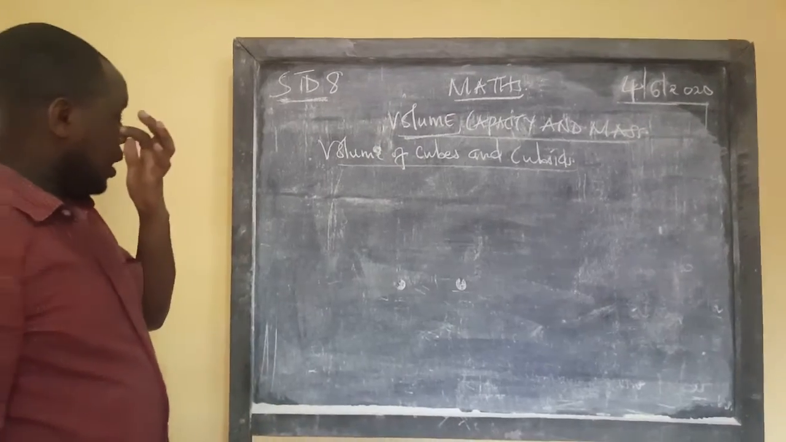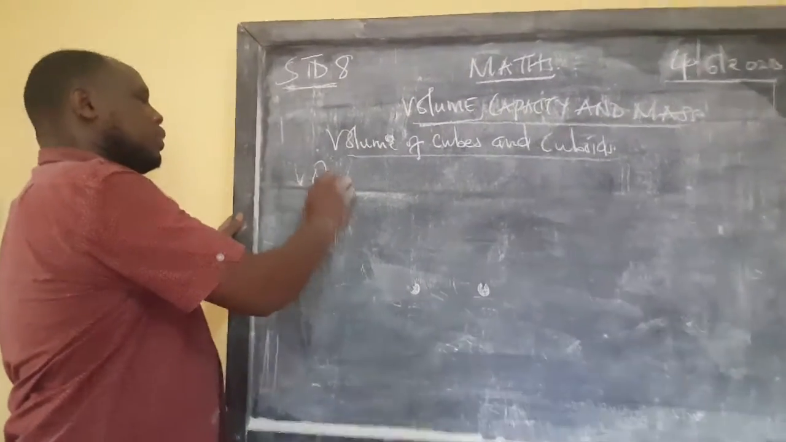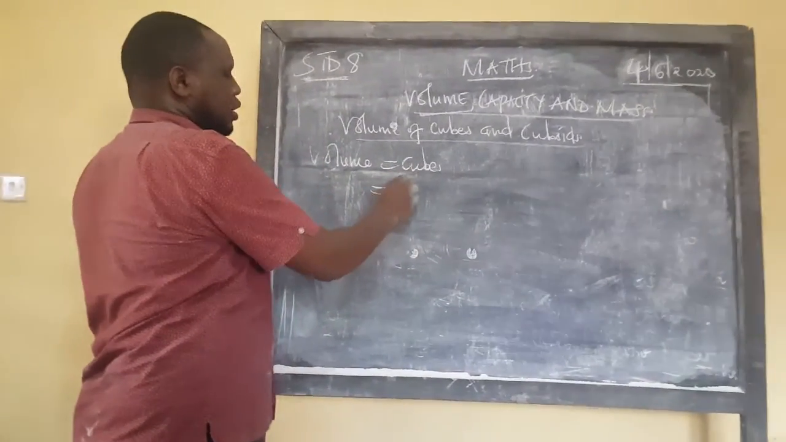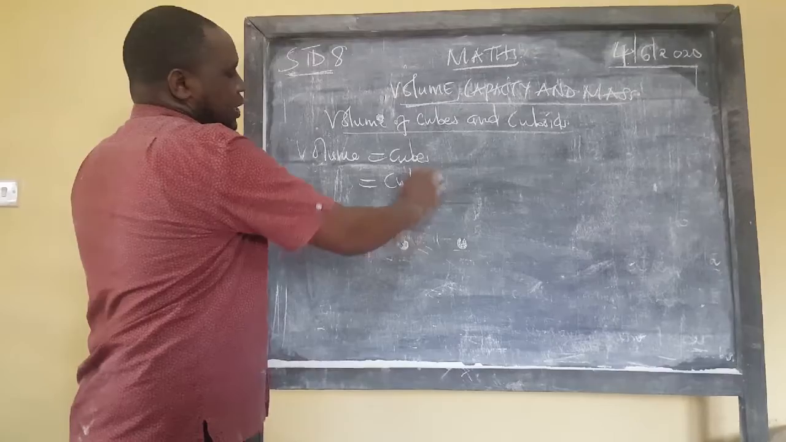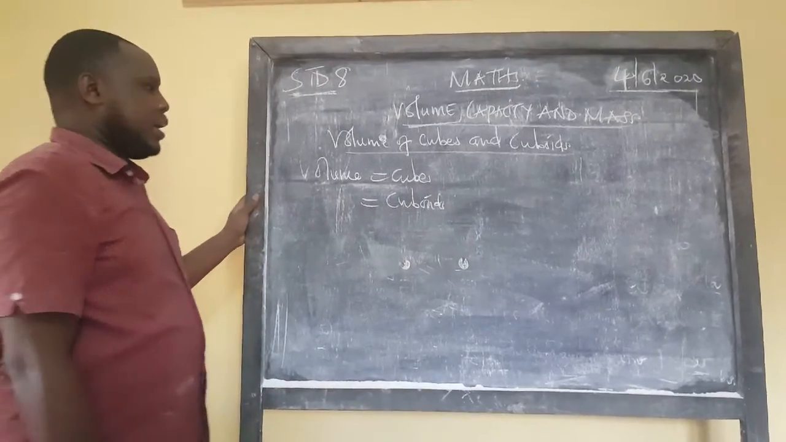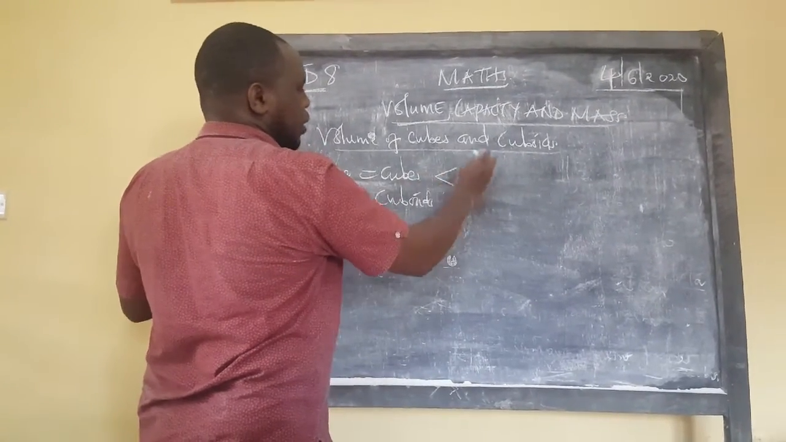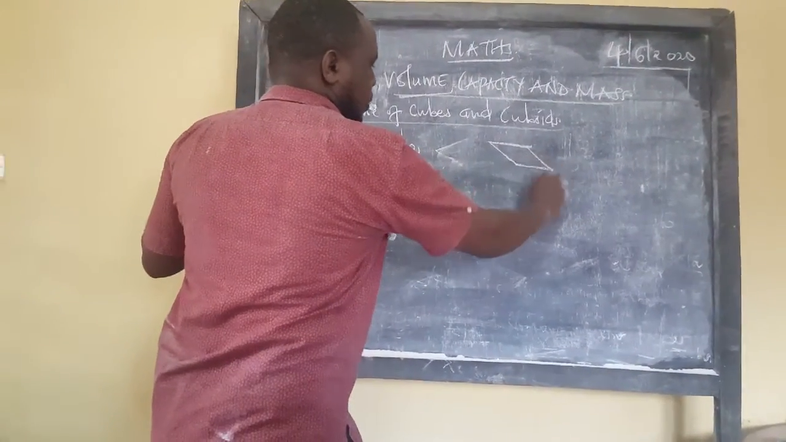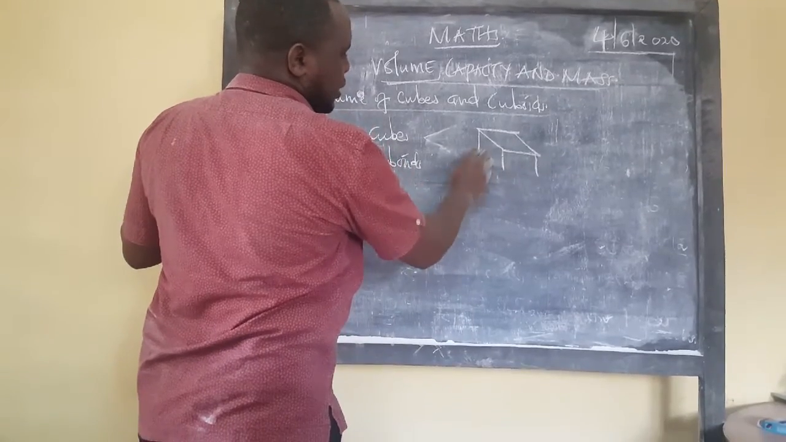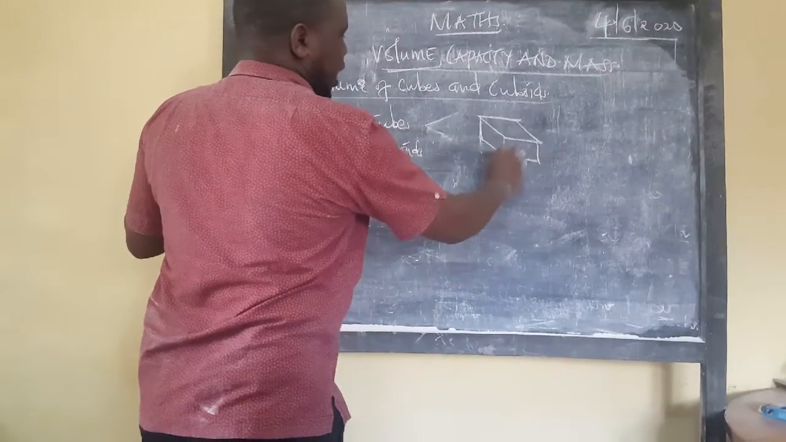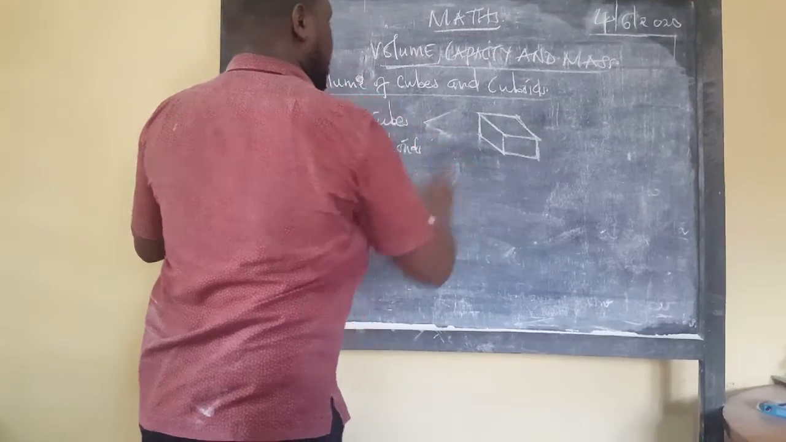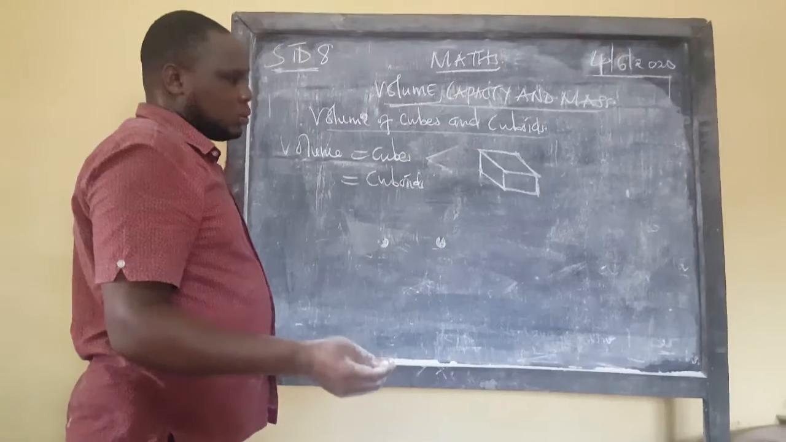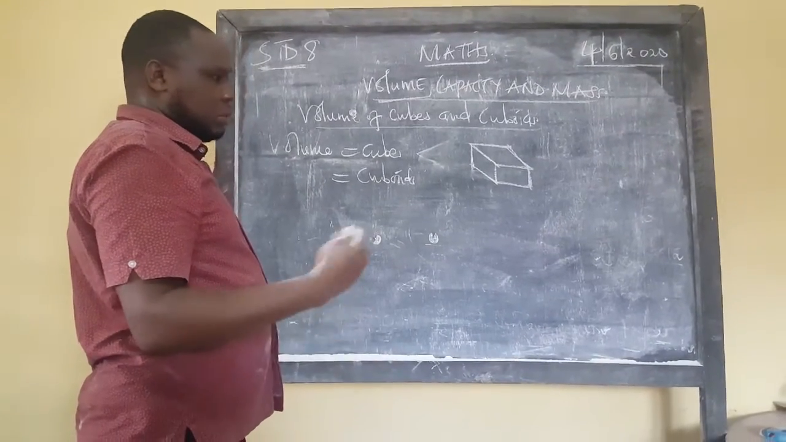Number one, in volume, we deal with what we call cubes. We also deal with cuboids. So we need to understand what cubes and cuboids are. Now a cube is a shape in which all sides are the same. All sides are equal. There is no length, no breadth, no width, no height.